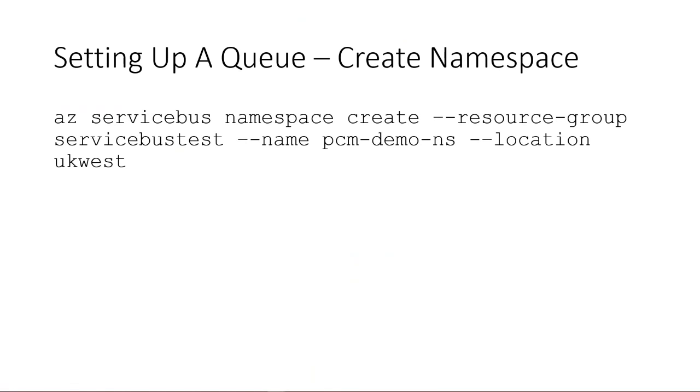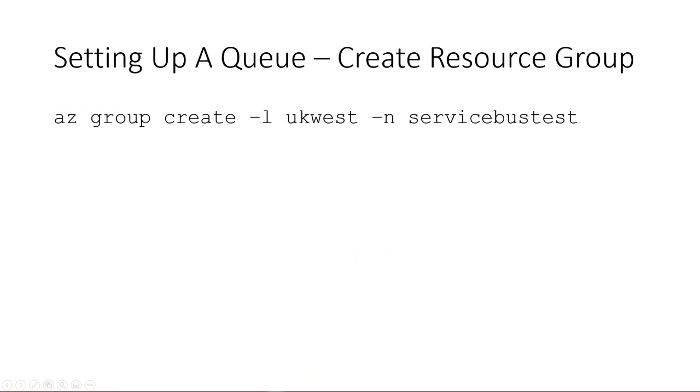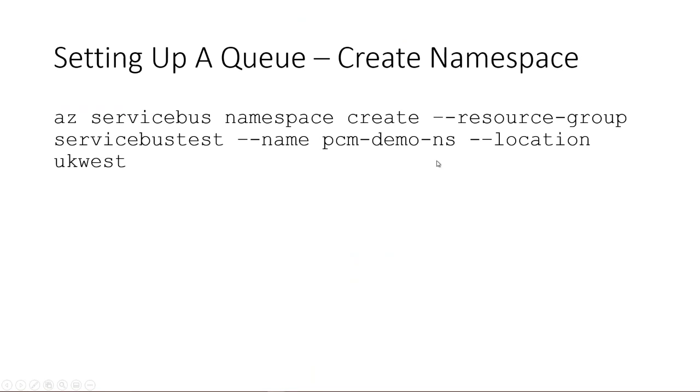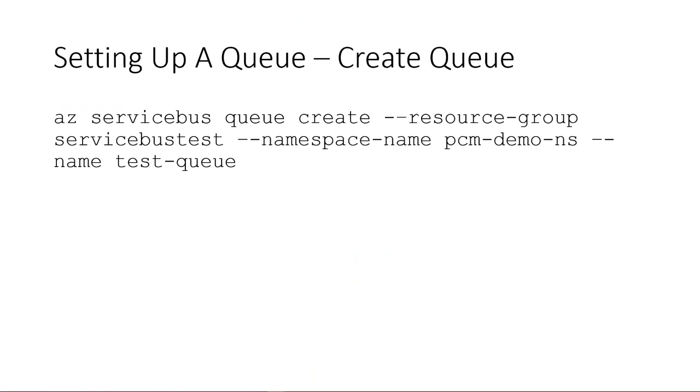To set up a queue, it's a similar sort of idea. So this time you're doing something on the service bus. You're creating a namespace, and then you need to give it a resource group. You might have noticed that there's two ways of referencing some of these. So if I go back, -l for location, or you can do --location. And there are help docs if you have a look around for these things.